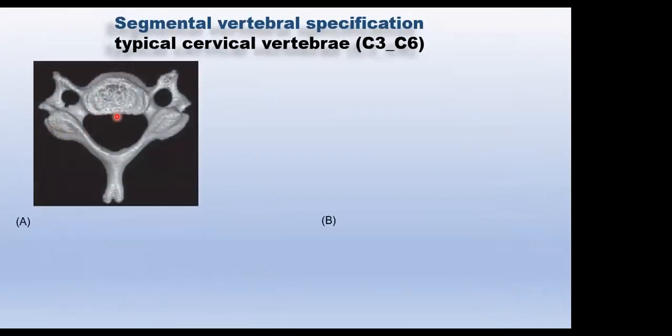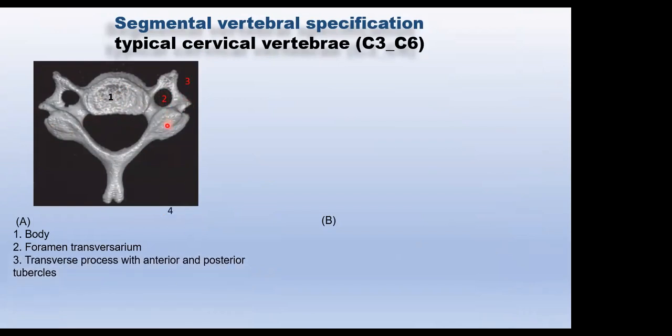Here we have a 3D CT scan of the cervical vertebra. We can see the vertebral bodies and the transverse process with its anterior and posterior tubercle and foramen transversarium. In addition to that, we have the superior articular facet, lamina, and bifid spinous process.